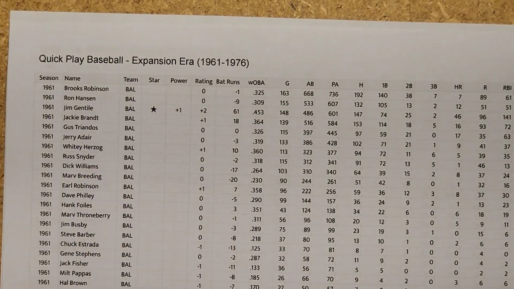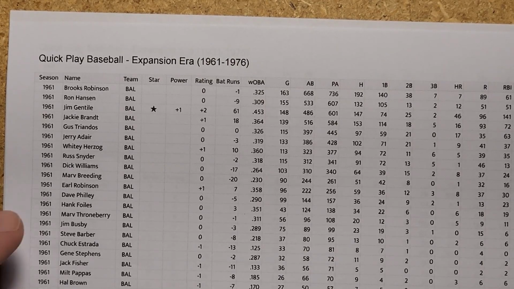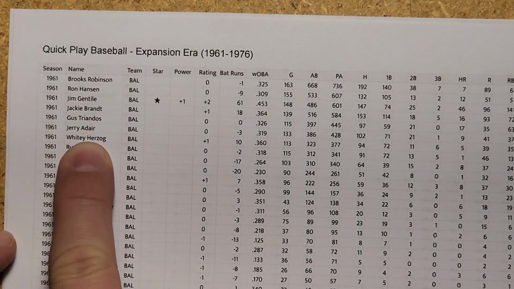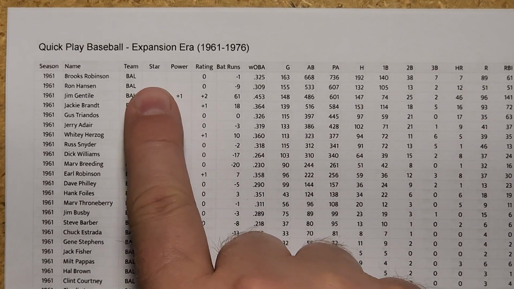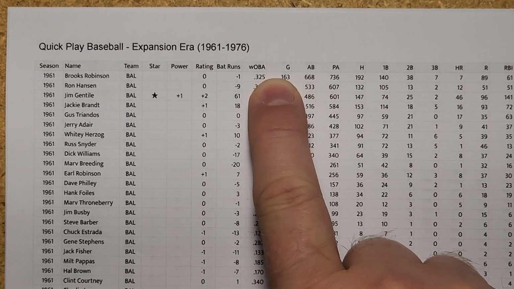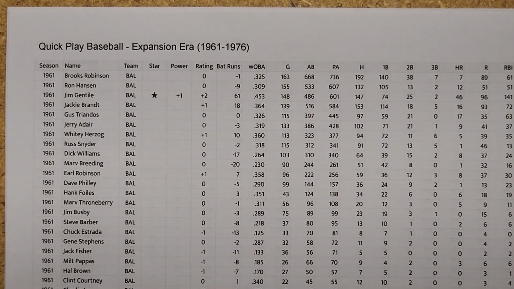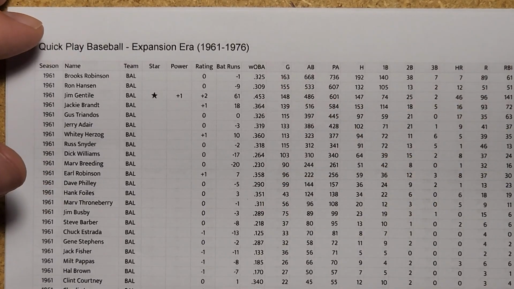So for each batter, hopefully you can see that okay. For each of the batters here, you can see their team name, their season, and then you can see that they're rated for star, power, and rating. And then these are all just statistics that we have. WOBA is actually the one that we're using to rate the batters in quick play baseball. So that's why I put it first.